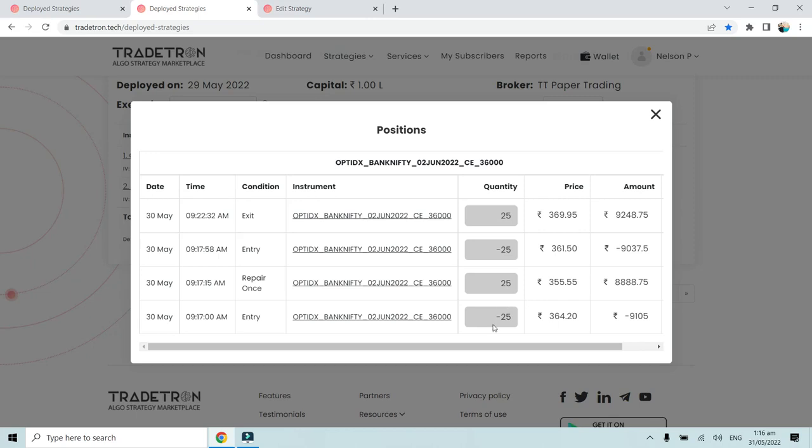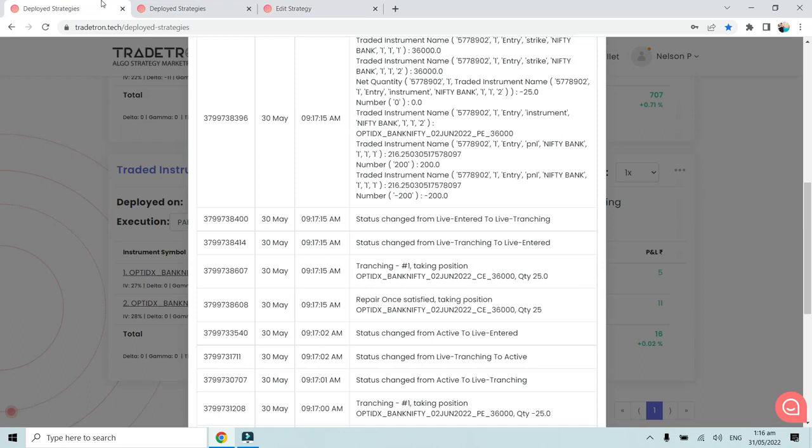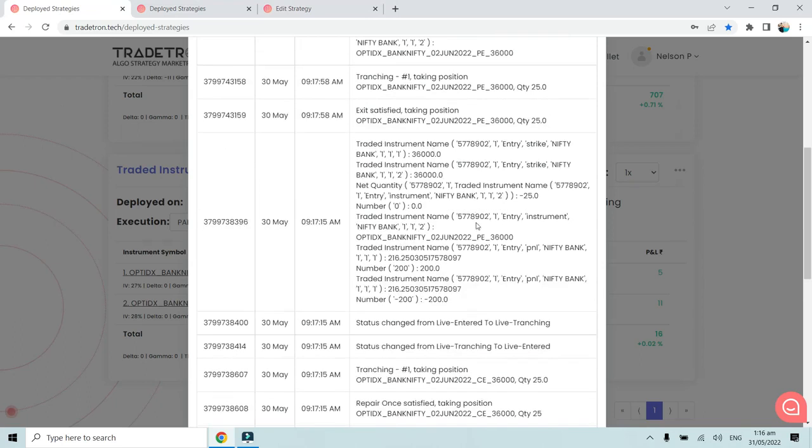condition. But why did that happen? So if you see, the sold price was 364 and the bought price was 355.55. That means the trigger condition should have met, right? So that's what we will check now.